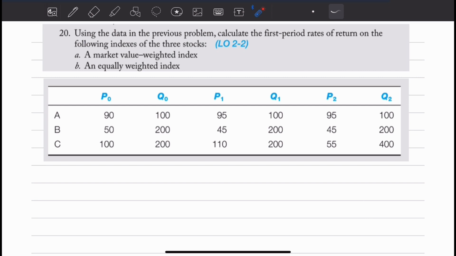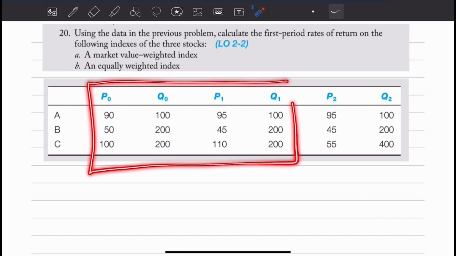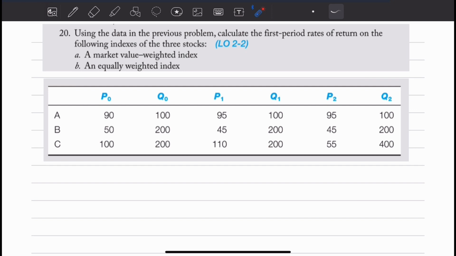So we want to calculate the first period's return based on two scenarios: A, a market value weighted index, and B, an equally weighted index. So remember, in the previous problem, we've done our calculations based on a price weighted index. Now we're going to be using the other two methods, the value weighted index and the equally weighted index. So this is a really good exercise for us. Let's start with A.